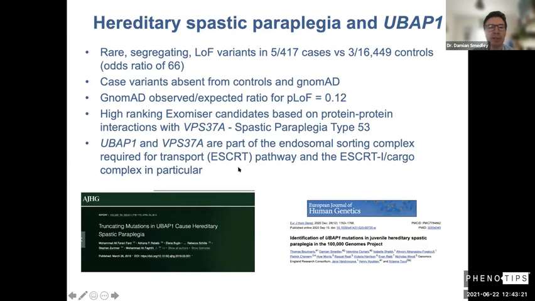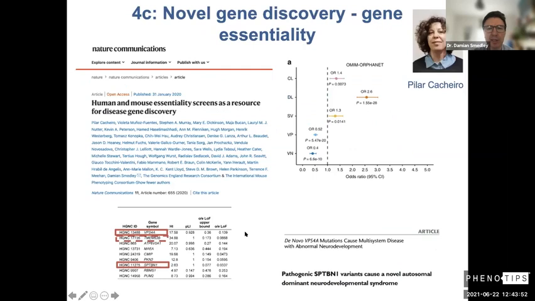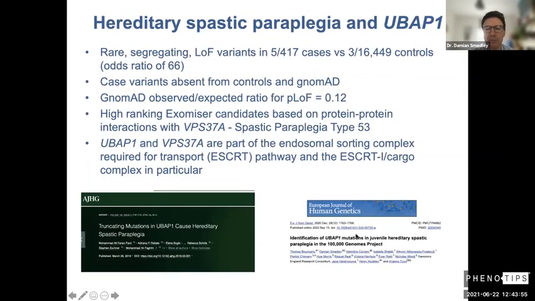Just to give you one example, this is hereditary spastic paraplegia and UBAP1. We noticed as soon as we did this burden testing that these rare segregating loss of function variants were seen in 5 of the HSP cases and only 3 controls. So there was a big enrichment, and it looked like a haploinsufficient gene from the gnomAD data. So we were quite excited about it. Then there was nice protein-protein interaction evidence also from Exomiser. As soon as we got excited, a paper came out from another team confirming this as an association, but we've managed to publish our cases as well recently.